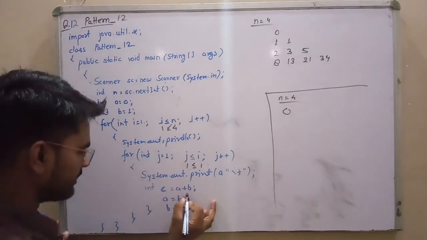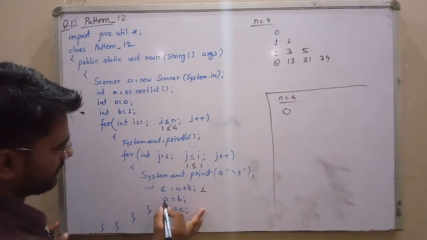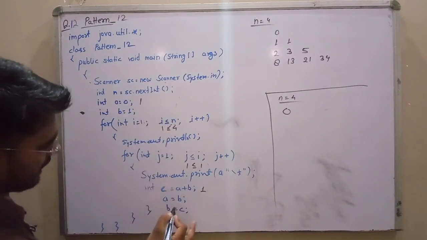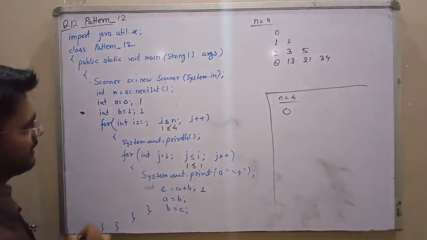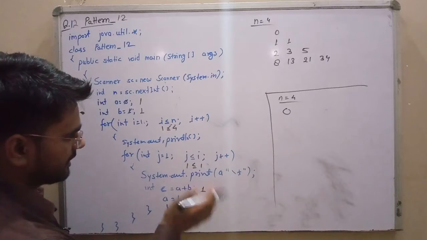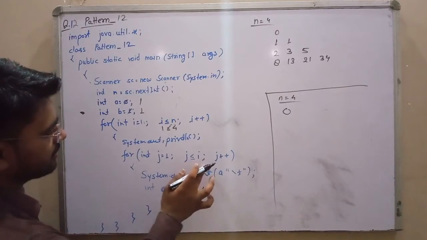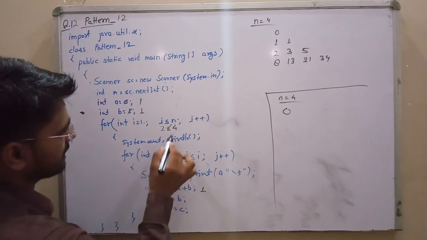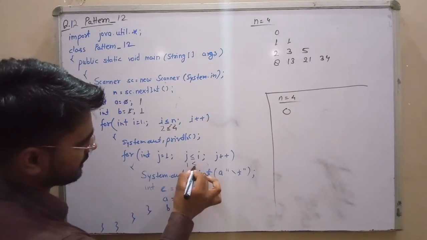After this, c is a plus b, 0 plus 1 is 1, and in a load the value of b, so b value is 1, and in b load the value of c, the value of c is 1. Okay, so here 1, and keep these values. Then after this, j plus plus, so j is 2, and 2 less than or equal to 1 is not satisfied, so I come out of this loop, and i plus plus, so here i value is 2, which is less than or equal to 4. Yes, condition satisfied, so enter this loop, j equal to 1 less than or equal to 2.